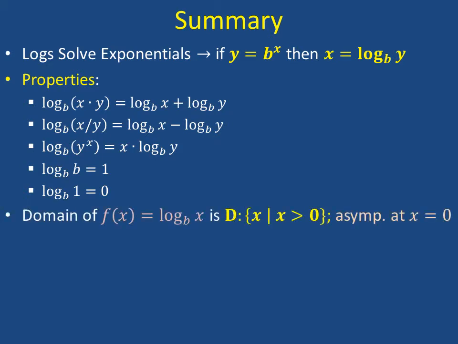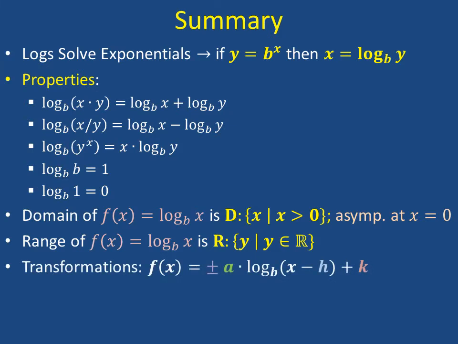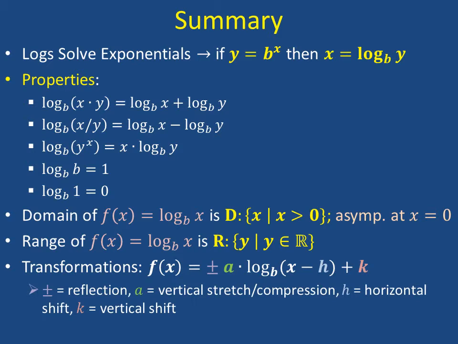The domain of the log function is x greater than 0. We have a vertical asymptote at x equals 0. The range is all real numbers, and the transformations of the function include reflection with a sign out front, vertical stretch and compression with a number a multiplying the log, horizontal shift by h units by adding or subtracting to the number x, and a vertical shift by adding a number k to the entire expression.